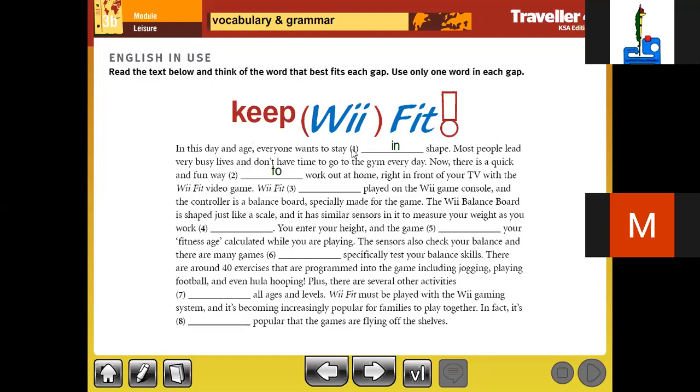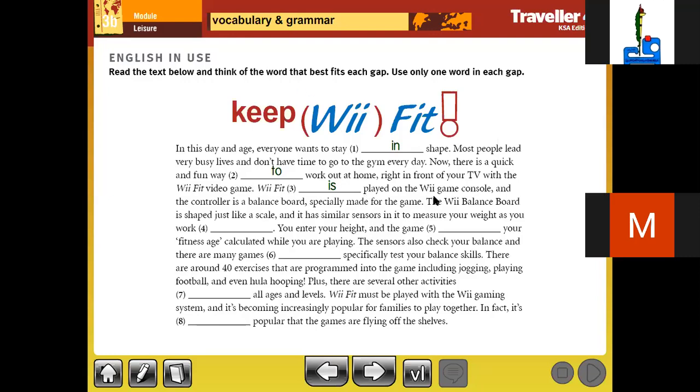Yassine is participating with us right in front of your TV with the Wii Fit video game. Wii Fit blank. Here we want an auxiliary. Which auxiliary will we use here? Wii Fit is played. Which auxiliary will we use? Is played. Thank you, Mishal Zarani.